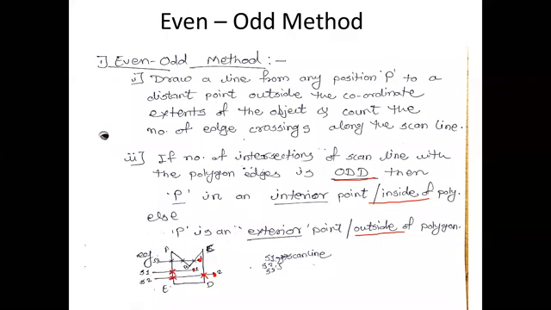Now this scan line is intersecting 3 polygon edges, that is AE, then AB, and then BC at these locations, 1, 2, and 3. So the number of intersections is 3. 3 is an odd number, and if it is odd, we can say that the pixel is inside of the polygon, and that's why this pixel is inside of the polygon.